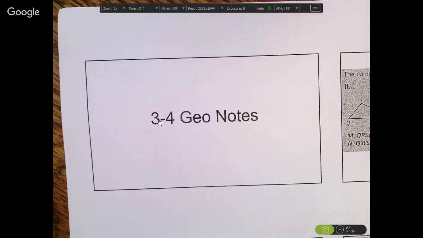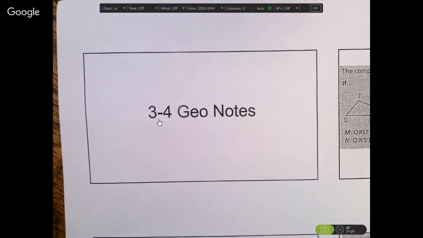To do 3.4 notes. You should have grabbed this. Chromebooks need to be closed. The sheet was back there if you didn't grab it. Make sure you have it. Dalton, can you close your Chromebook, please? And thank you. All right.